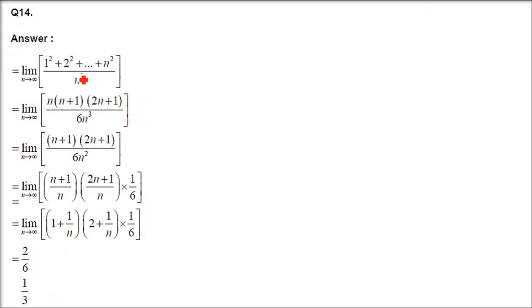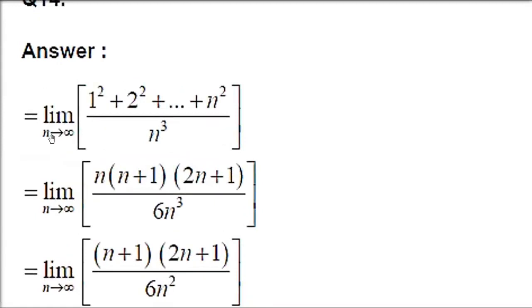Now question number 14. Limit n tends to infinity, 1 square plus 2 square plus dot dot dot n square divided by n cube. So we need to know the series. If you don't remember, just learn it here. That is, 1 plus 2 plus 3 dot dot dot n is n into n plus 1 by 2. That is the real answer of that, or solution.